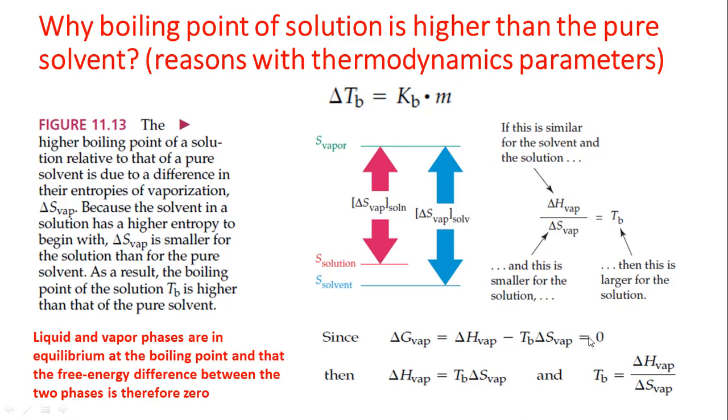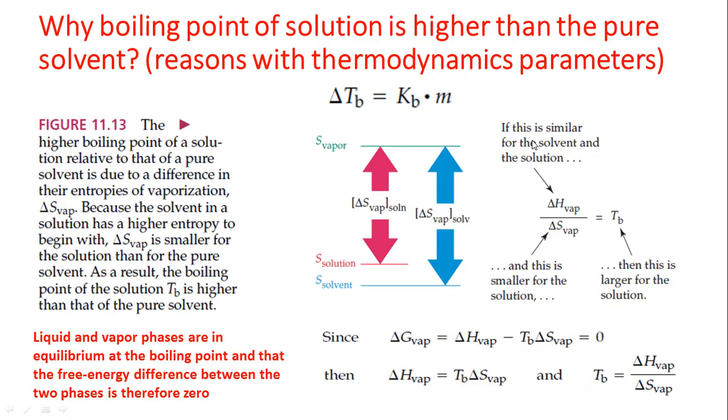And what if this is zero? That means delta H will be equal to T_B delta S, where T_B is the boiling point temperature. When you move this over here, the negative will become positive, and this would be the final form at equilibrium. So if you want to calculate the boiling point, you just divide by delta H, and this would be your final form: the relationship of the boiling point with the change in enthalpy and the change in entropy.